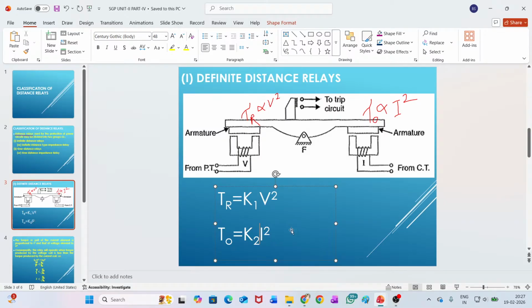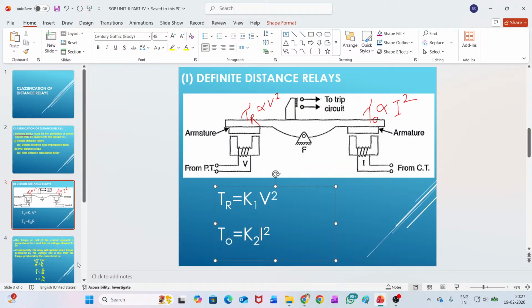So simply by removing the proportionality, you can replace with proportionality constants, some k1 and k2. So under normal operating condition, tau r will be greater than tau naught. Okay, and when the relay starts to operate, tau r will become less than tau naught. Means tau naught is greater than tau r.